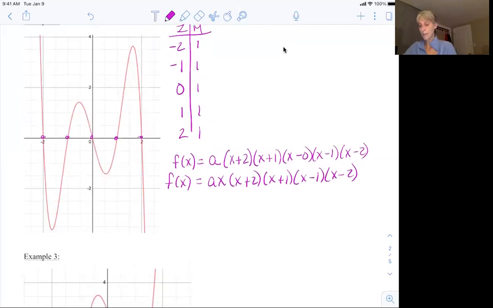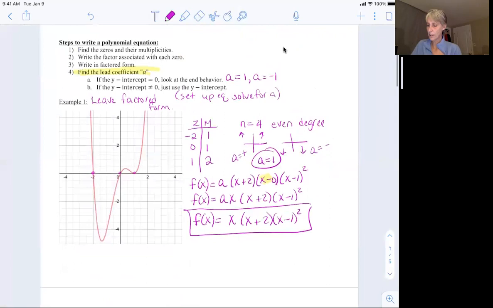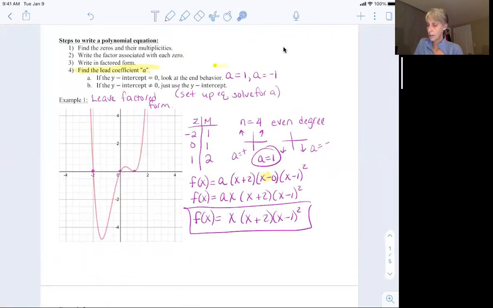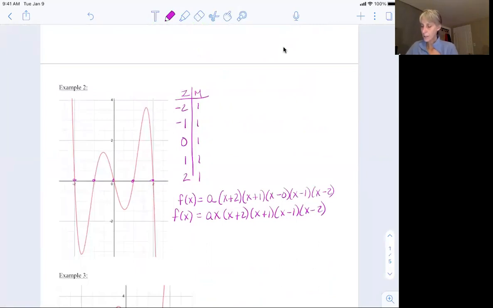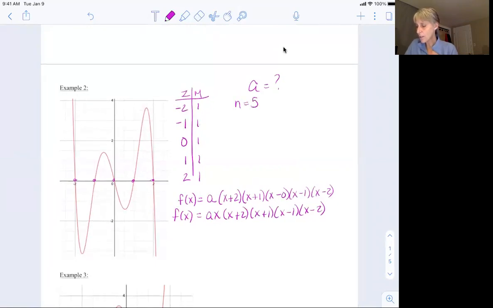Now, I have to find that lead coefficient, and to find the lead coefficient, I use the y-intercept. The y-intercept and the end behavior, sort of. So I'm looking for a now, right? What is a? I look at my function, add up the multiplicities, because that's going to be the degree of your function. 1, 2, 3, 4, 5. So the degree of this function is 5, which is an odd number.